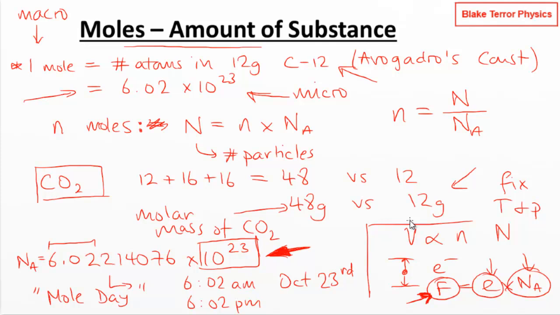And of course, this was getting refined until now, 5 years ago, in 2019, they've decided to fix Avogadro's constant at that particular value, which has now fixed our definition of what a mole is.